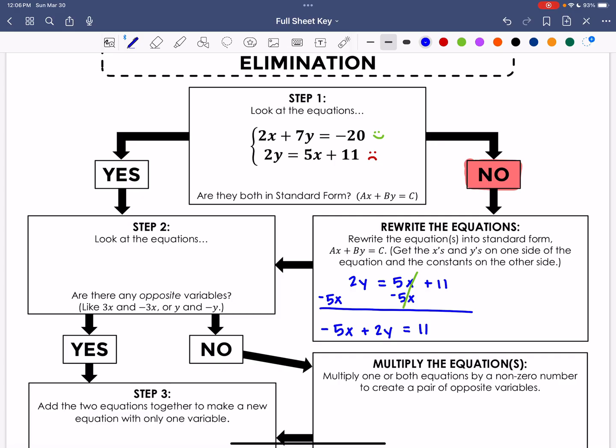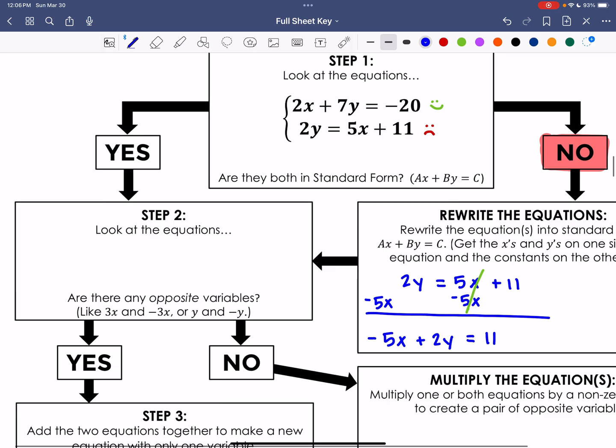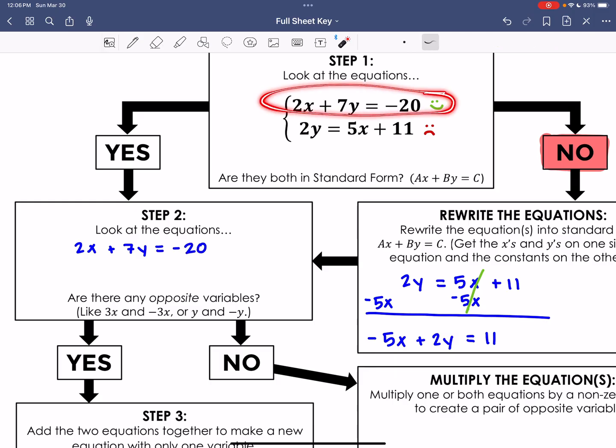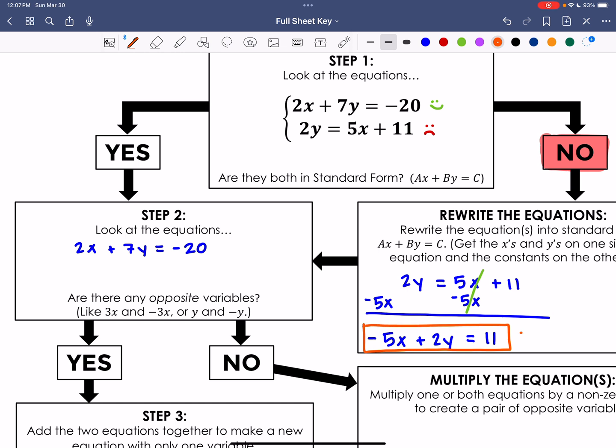All right, so we did that bit of scratch work and we are ready to follow our arrow this way, which is step 2. Look at the equations and see if there's any opposite variables. So I'm going to copy down the first equation that didn't have any problems. Right, so that was this one right here. And then I'm going to copy down our new and improved second equation from over here that is now in standard form. And now it gets a smiley face because it's in the right order.